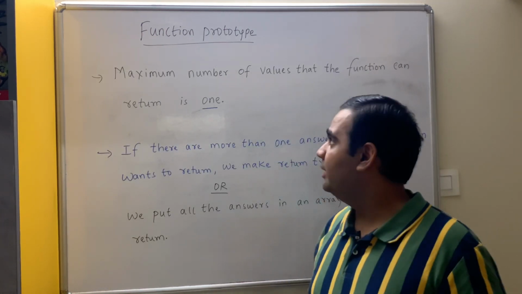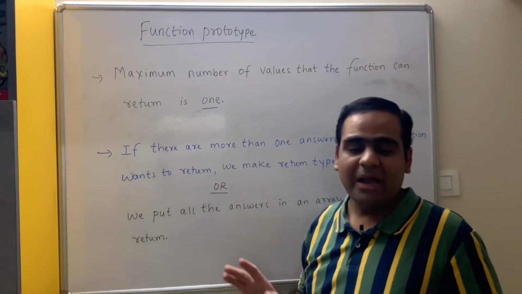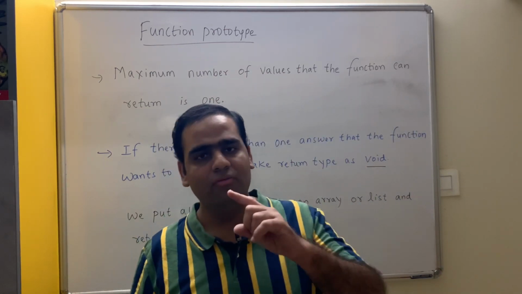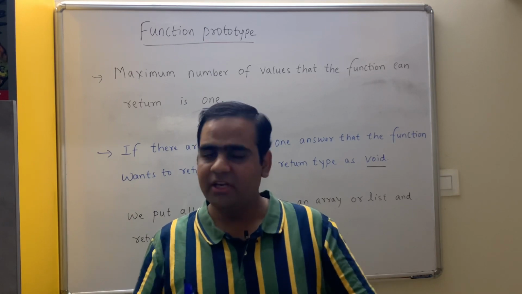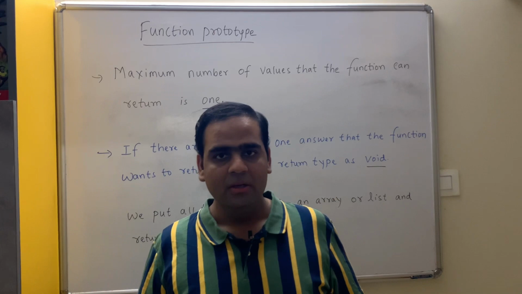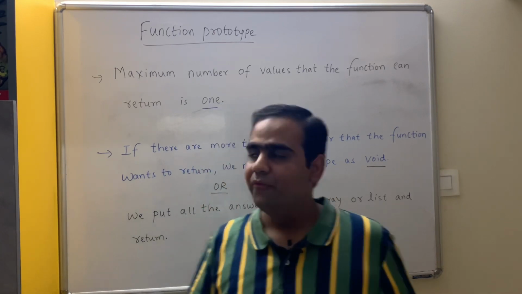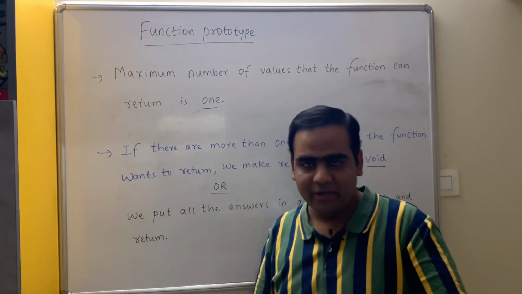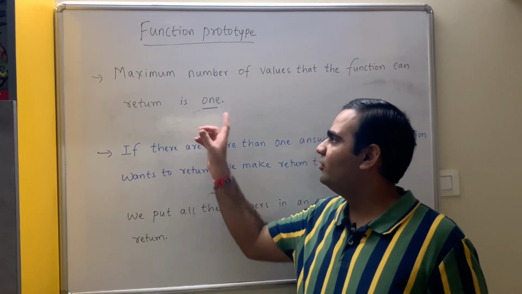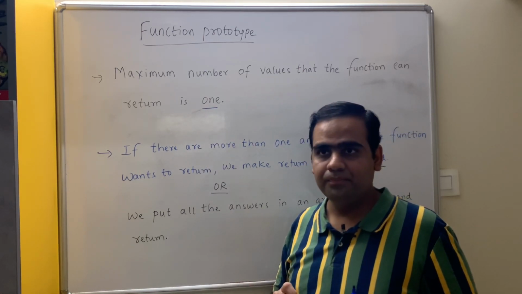These are two very important points. The maximum number of values that a function can return is 1. A function cannot return more than one value. Maximum is 1, minimum is 0. If it is 0, we make the return type as void. That means the function does not return any answer. And the maximum the function can return is 1.